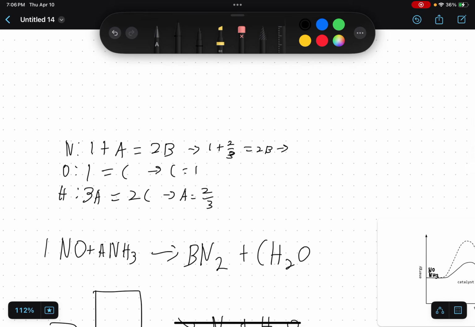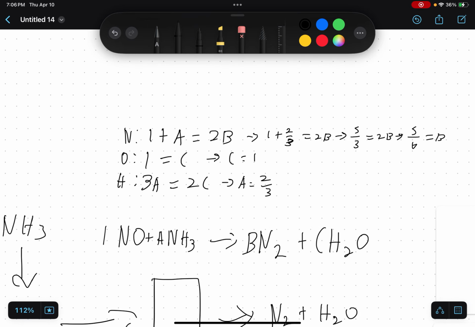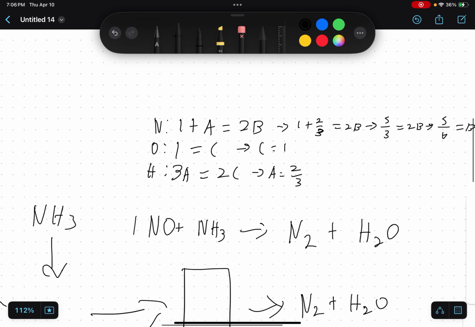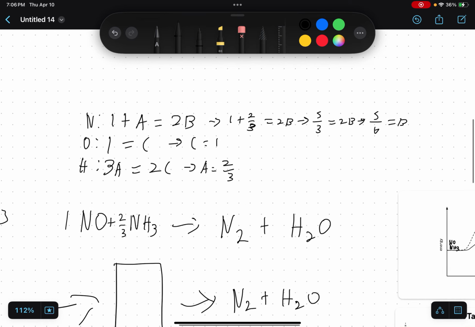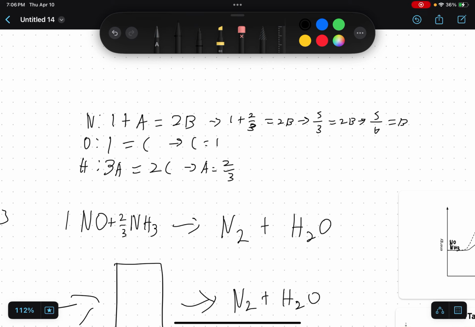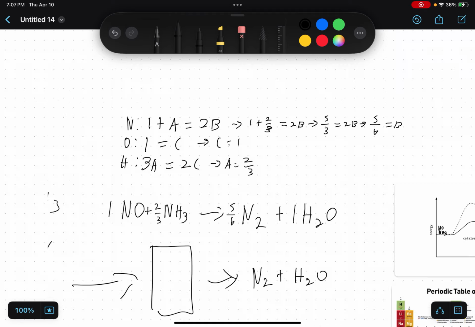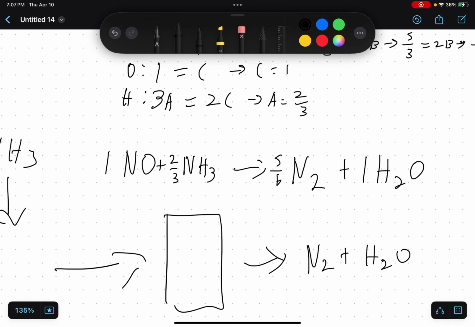What would this be? Should be 5/3 equals 2B. That is 5/6 equals B. Okay. So we got A is 2/3, B is 5/6, C is 1. Cool. Okay, so this is our balanced equation.